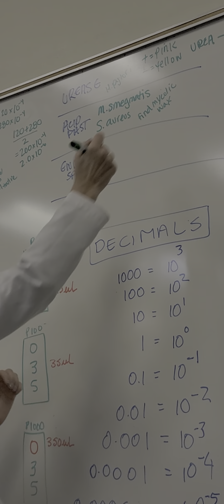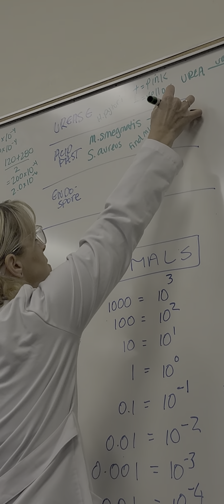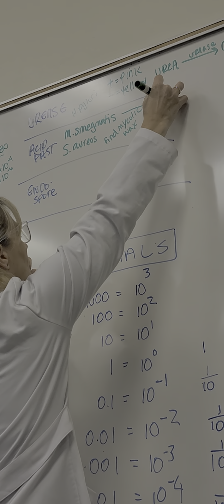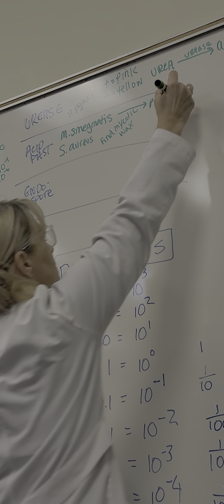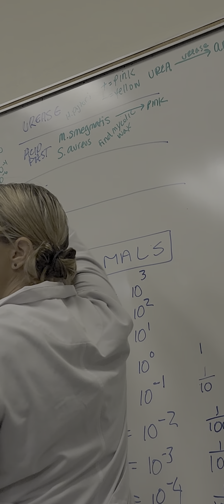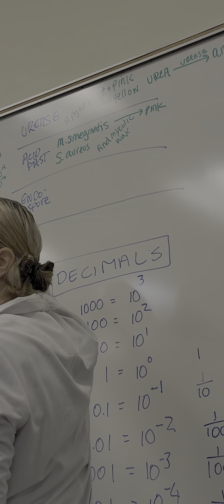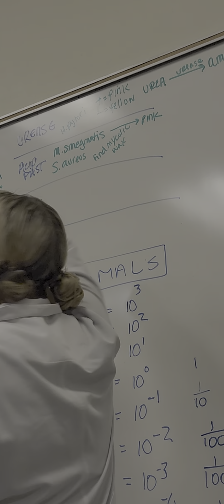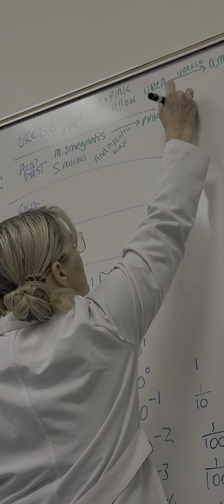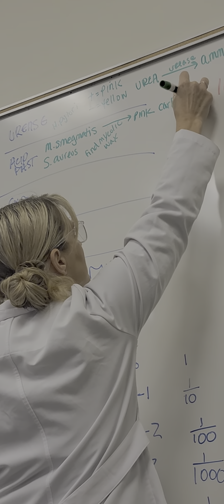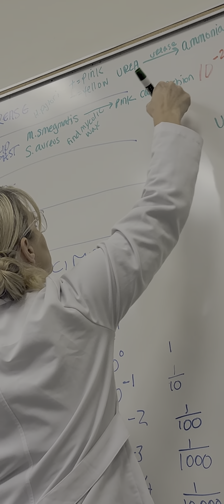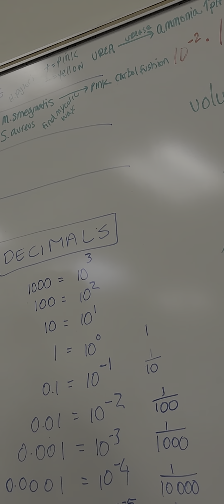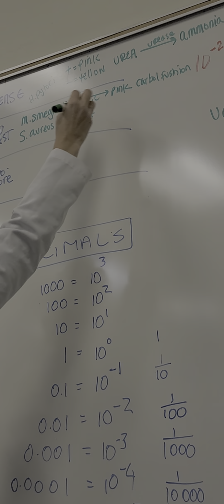But what color is Mycobacterium smegmatis? Pink. Because of what dye? What was the dye that we put on it? Carbol fuchsin. Carbol fuchsin is fuchsia. It's pink. Carbol fuchsin, fuchsia, if that helps you remember. Those are going to be bright, bright pink.